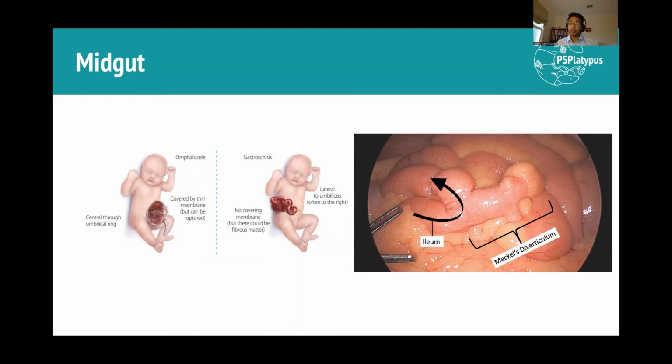A little point about omphalocele and gastroschisis is that other organs can actually herniate. Usually it's just the intestines, but there's no reason that other organs can't also herniate in the same way. But these are both really rare. Meckel's diverticulum is comparatively really common, but the other two are quite rare.